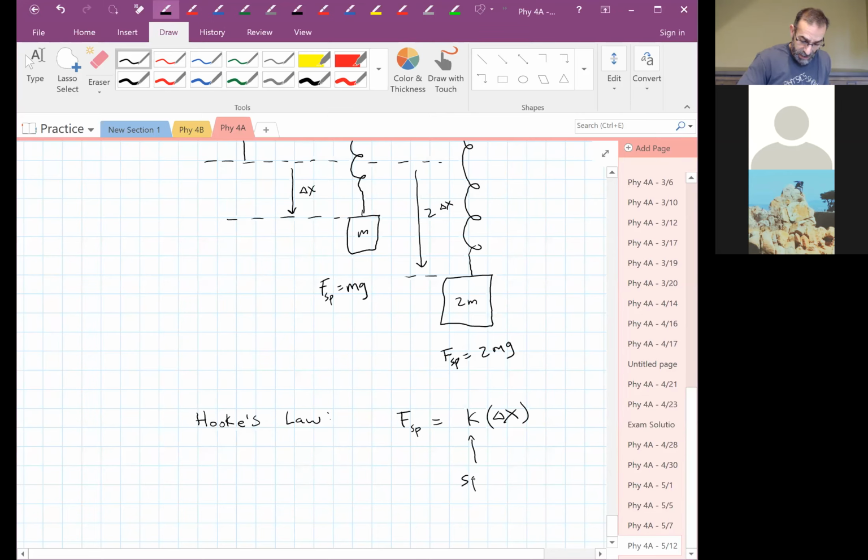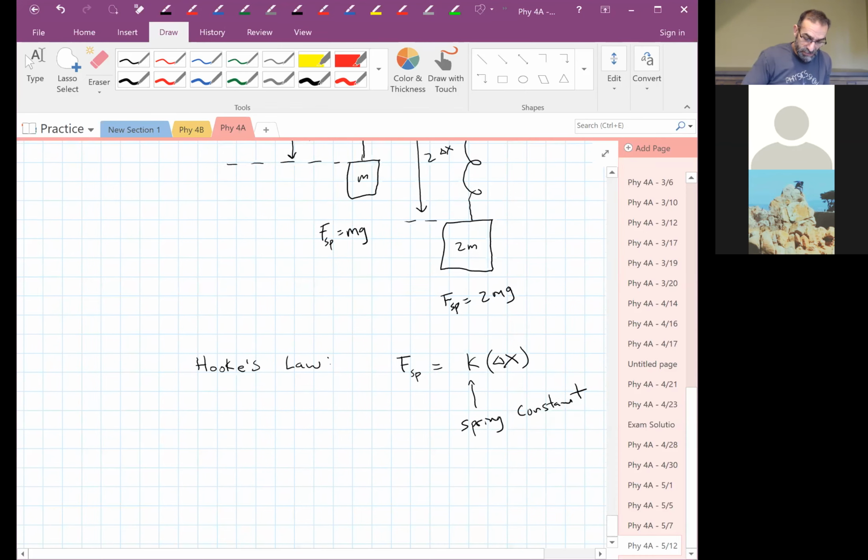This is a spring constant. It depends on the spring, right? Some springs are really easy to stretch and compress. Those would have a small k, a small spring constant. And some springs you have to put a really big force in, right? They're hard to stretch and compress. Those would have a large k, a large spring constant.